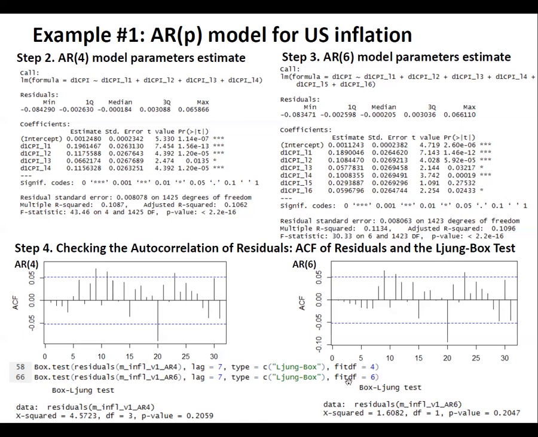And the AR6 model, we check it in the same way. We see that with the help of the Ljung-Box test, the p-value is approximately the same, 0.2047. That is, we also do not have autocorrelation for this model.